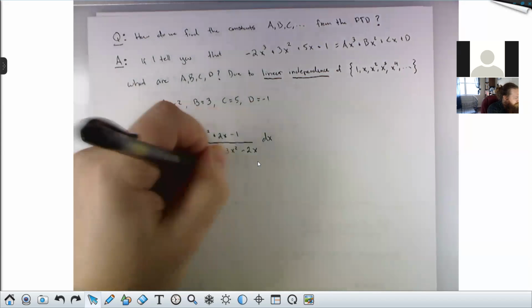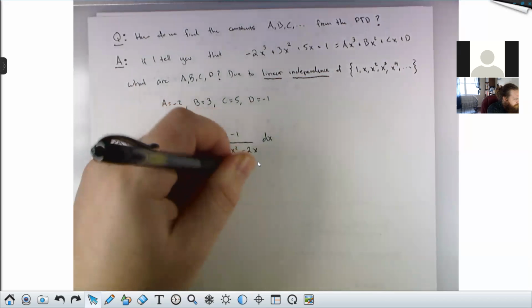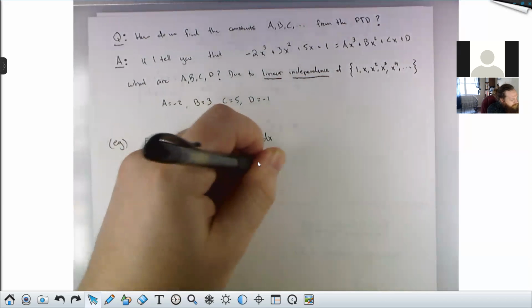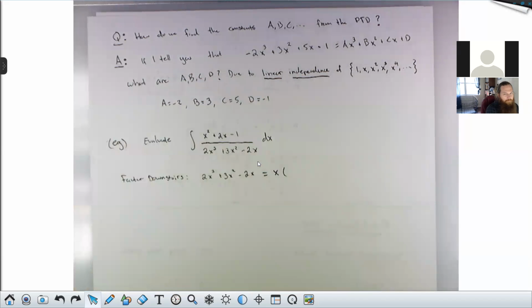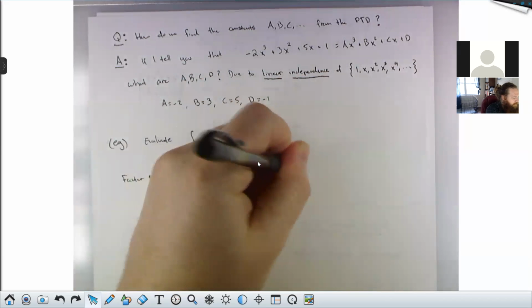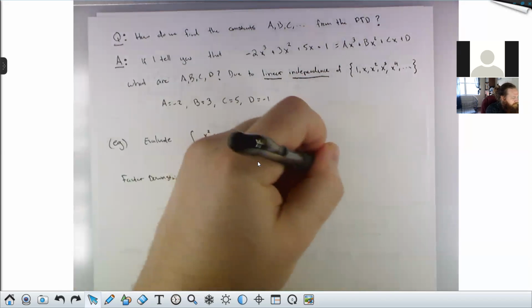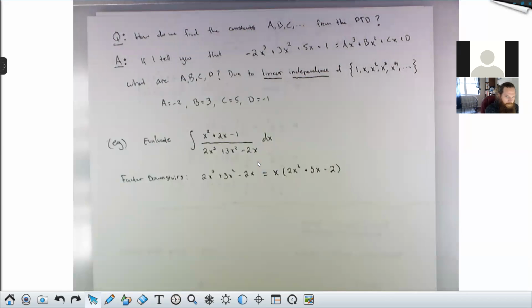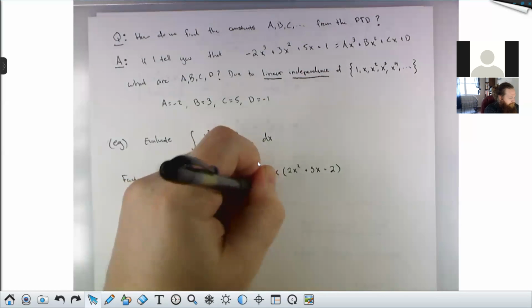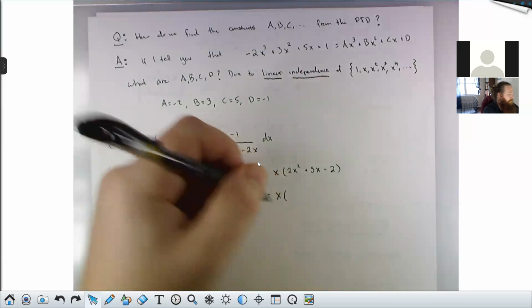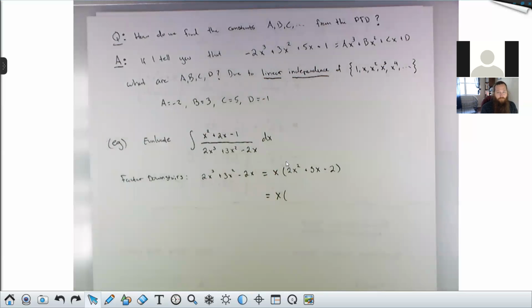2x cubed plus 3x squared minus 2x. Every term there has an x in it, which can come out, and then we're left with 2x squared plus 3x minus 2, which is a quadratic that we can factor further. I don't know if you guys remember the trick to factoring these sorts of things. It's usually called the AC method. So a times c here is -4. I need two terms which multiply to -4 and sum to +3. That would be +4 and -1.